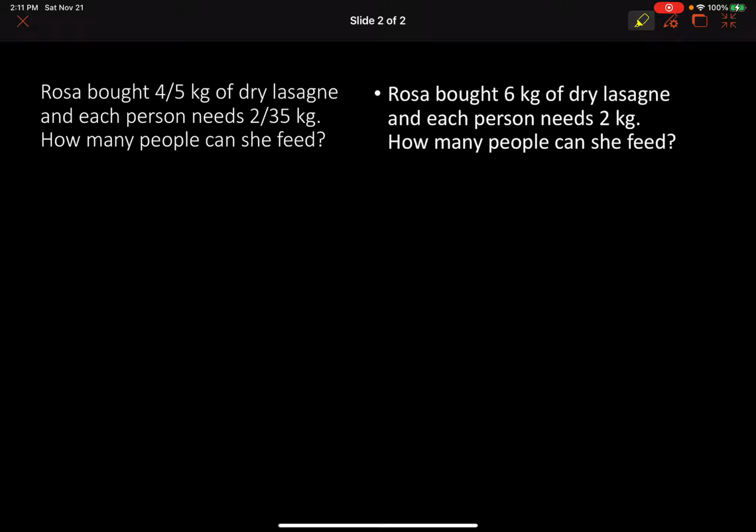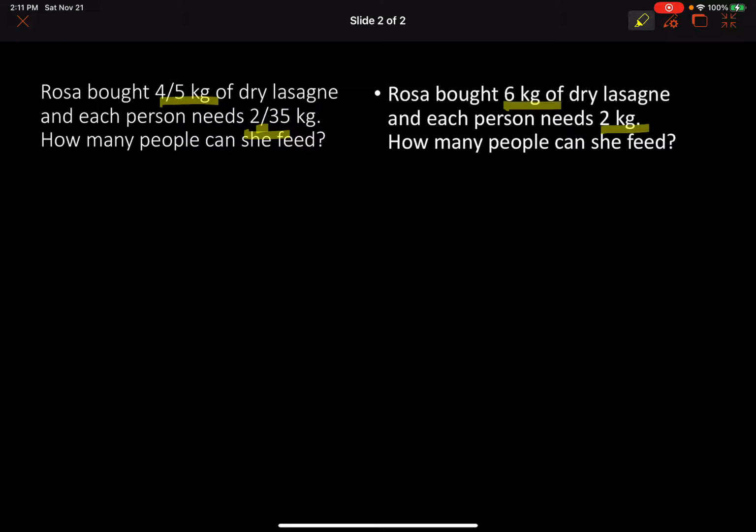So you can replace 4/5 right here with a larger number, 6 kilograms, with the larger number, right? And then the one used for 2/35 is going to be the smaller number. Okay, why does this make sense? Well, because 4/5 is larger than 2/35, right?